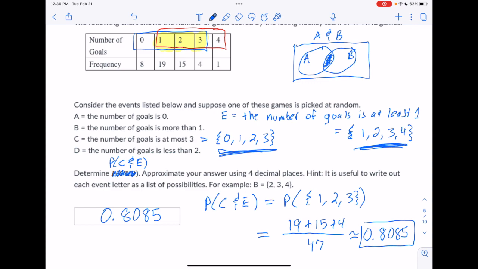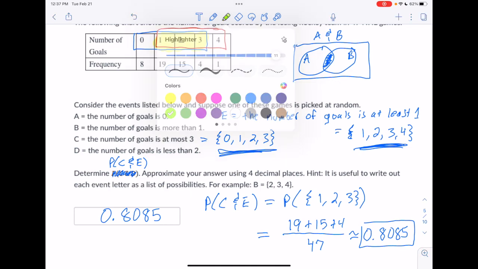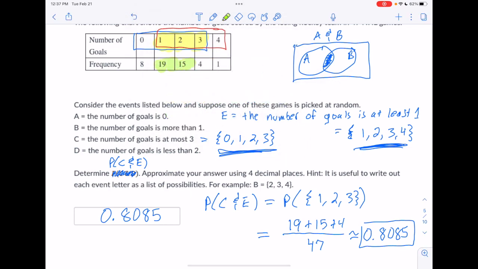Make sure you don't count that there's 3 categories, but make sure you're counting frequency. So when it comes time to do the counting, we're counting games. How often did that happen? 19 times plus 15 times plus 4 times, and then out of the number of games. So adding up frequencies and then dividing by frequency also.